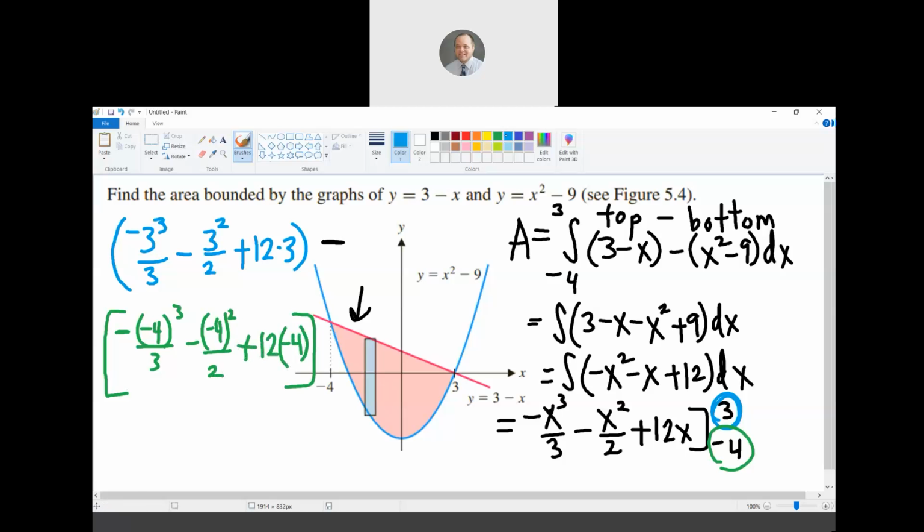Let's simplify the top part that's in light blue. -3 cubed is -27. Divided by 3 will give us -9. Here, 3 squared is 9, and that's over 2. And then 12 times 3 is a positive 36.